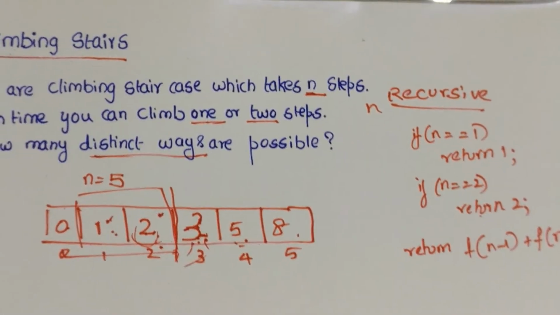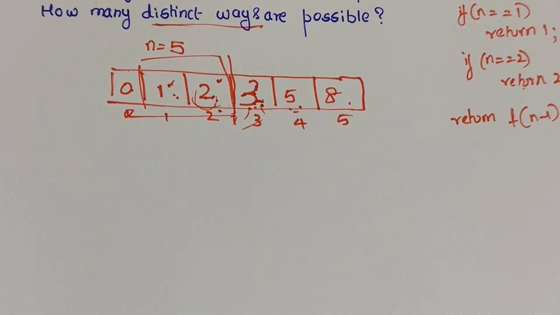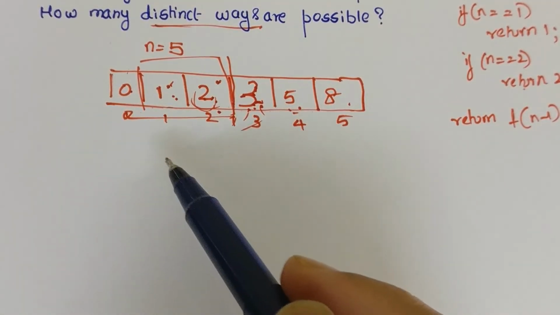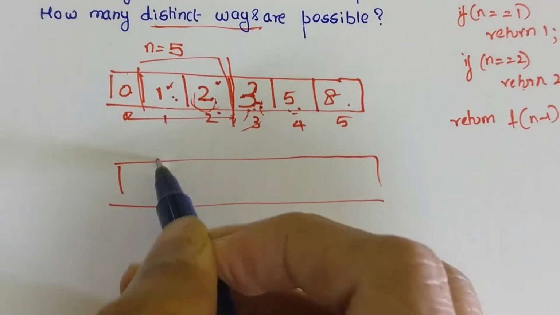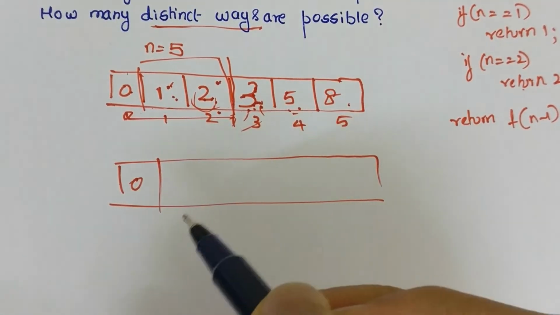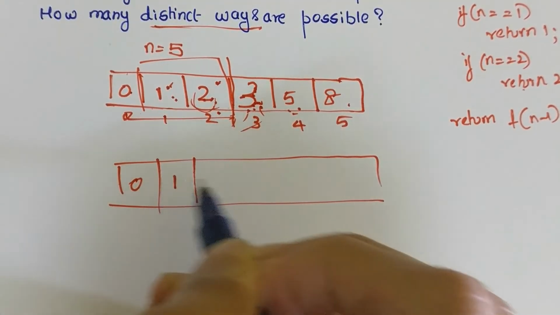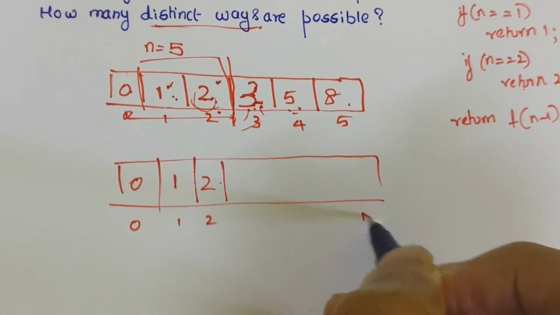But since we are using the values from previous computation every time, we can do something better. Instead of recursively calling, can we use the past results to compute the next? If you see what we were doing here, it's the same. So I'll take an array, and the first one is actually not needed, so I'll put 0 as the default value. I'll put 1 here and 2 here, with indices 0, 1, 2 up to n.